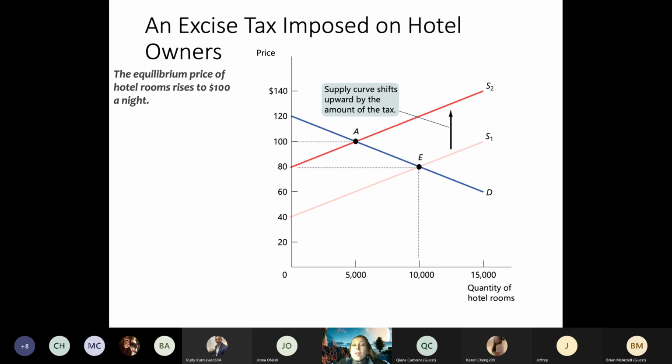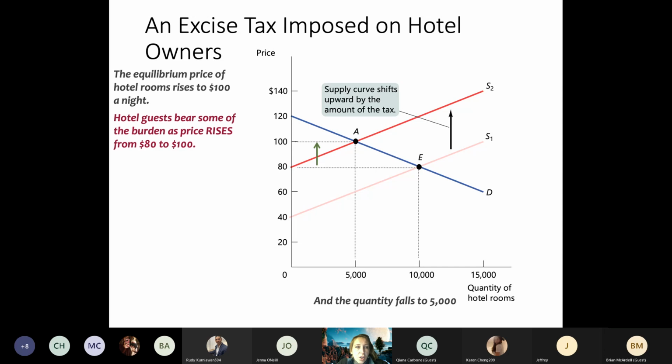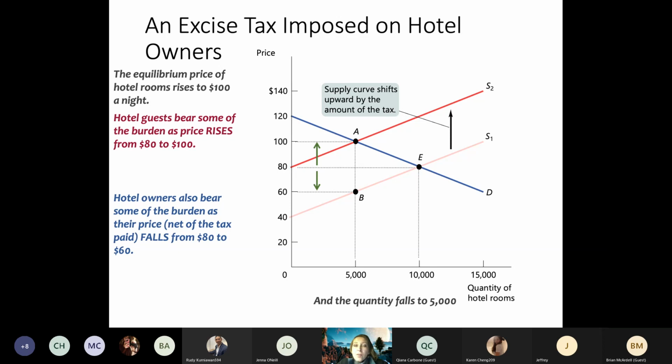Can you tell me? You can already tell from this graph without even drawing the wedge. You see where the supply curve starts at 40, right? And now it starts at 80, so it's a $40 tax. We know that. Now we could draw that. Let's see that in the wedge. So it's between the points A and B, that's the wedge, between the price 60 that the sellers receive and 100 that the buyers pay.